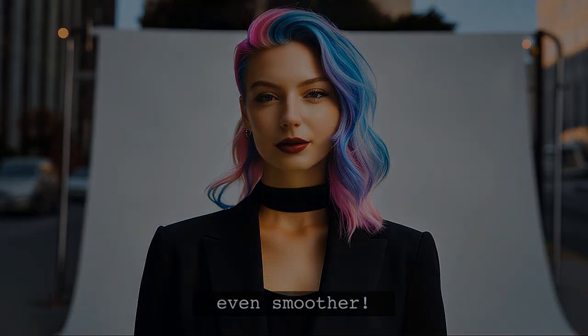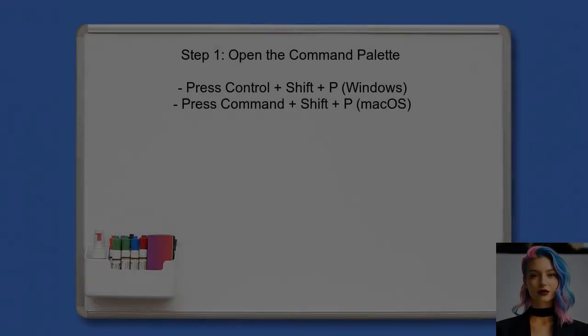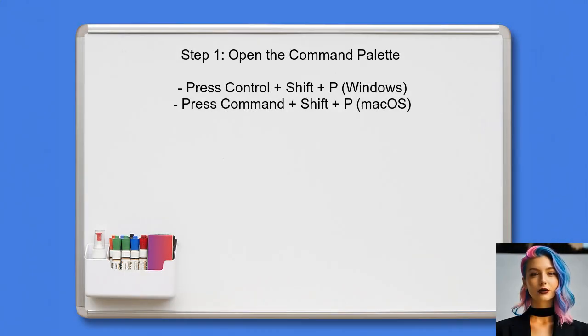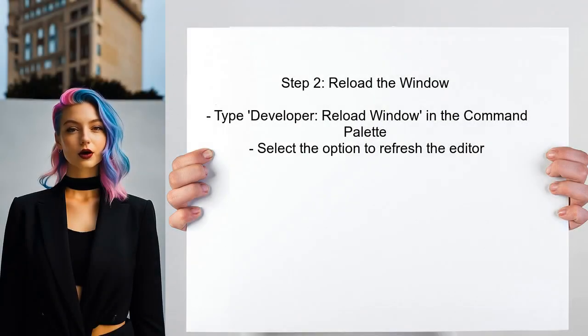development even smoother. To enable hot reloading for your custom theme in Visual Studio Code, the user should first open the command palette. This can be done by pressing Ctrl+Shift+P on Windows or Command+Shift+P on macOS. Next, the user should type Developer: Reload Window in the command palette. This command will refresh the editor without needing to restart it completely.